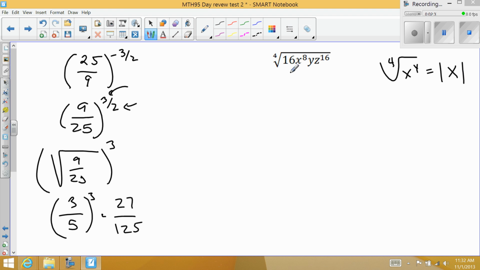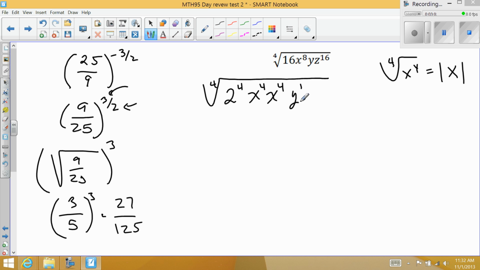So rewriting this expression, 16 I know is 4 times 4, which is 2 times 2 and 2 times 2. So I can rewrite that as 2 to the 4th. X to the 8th I'm going to split up as x to the 4th and x to the 4th, because I know 4 plus 4 is 8, using my properties of exponents, which you do need to remember for this test. We covered those on the first one. They come up again on the second test.